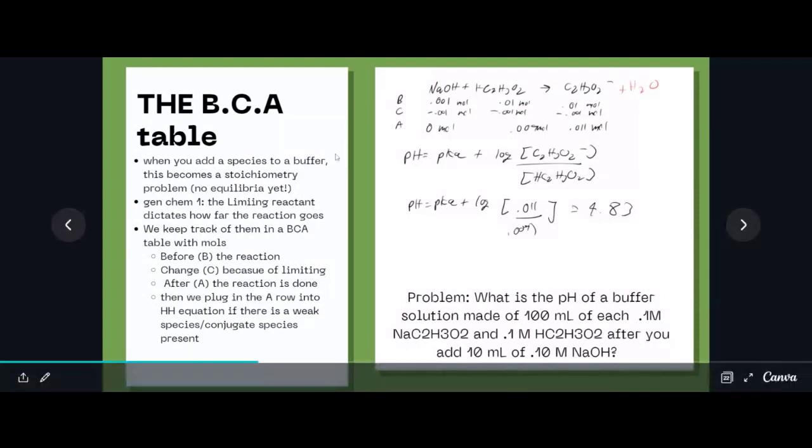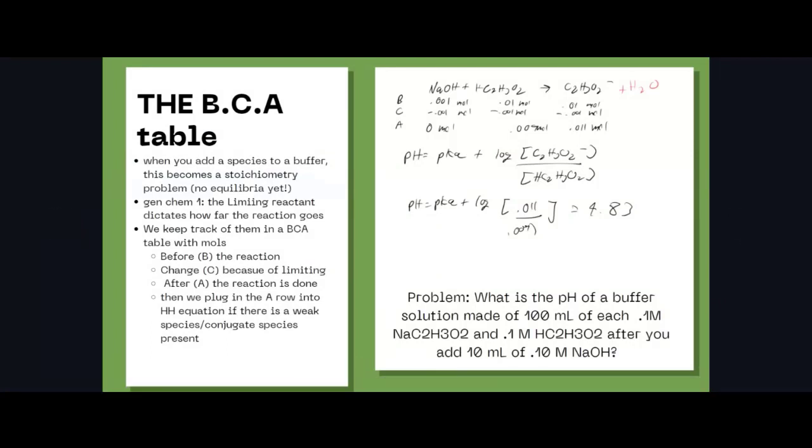We have other tables too. First we have an ICE table, and that deals with a lot of equilibria, right? However, for a buffer reaction, we've established that the reaction goes to completion because you're reacting two reactants together. The limiting reactant will dictate how far the reaction goes, so it becomes a big stoichiometry problem. From Gen Chem 1, we know that it's the limiting reactant that dictates how far the reaction goes. We keep track of them in the BCA table with moles.